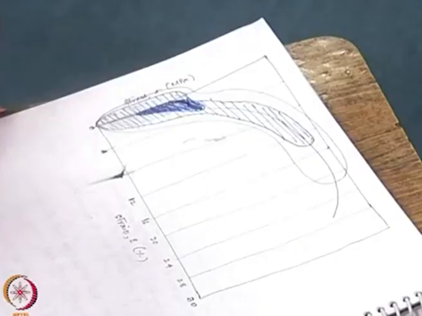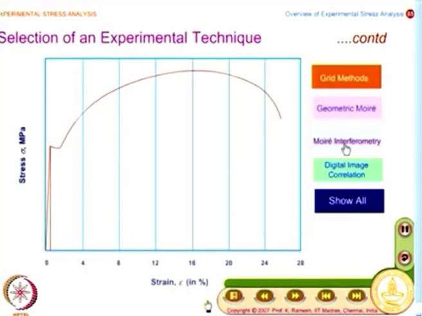They are grid methods, geometric moire, moire interferometry, digital image correlation, and you know grid methods were the ones used for the very high plastic region. Then you have geometric moire, and moire interferometry is a refinement of geometric moire, and digital image correlation has a large range, but it does not have accuracy at lower strain levels. So, when you look at grid methods, the range is somewhere here. It is only in the highly plastic region that the grid methods are applicable.